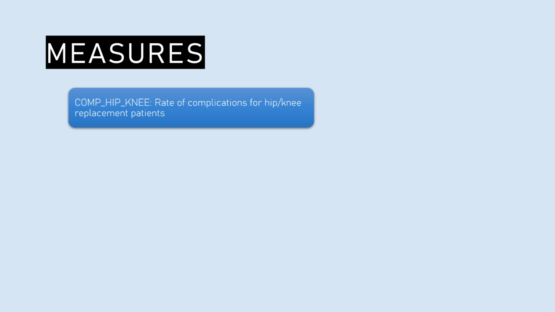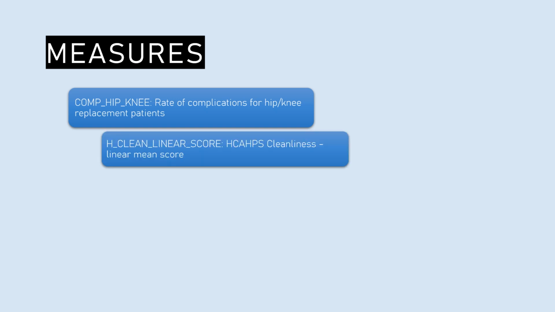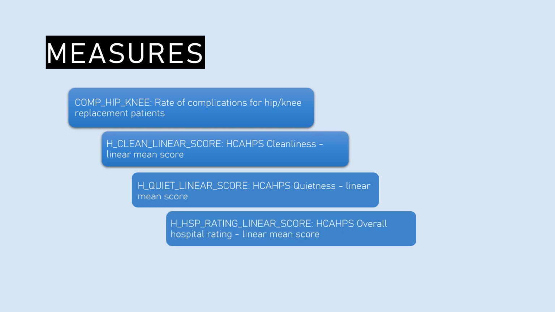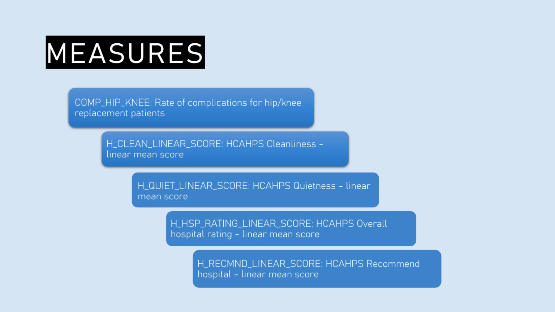There are 5 measures that will be analyzed in this case study. The first one comes from the complications and death file and measures the rate of complications for hip and knee replacement patients. The other 4 measures come from the hospital HCAHPS file and are the linear mean scores for cleanliness, quietness, overall hospital rating, and recommend hospital score.